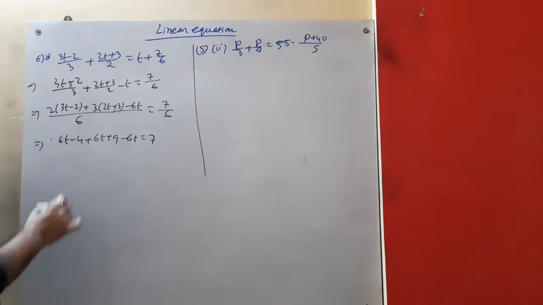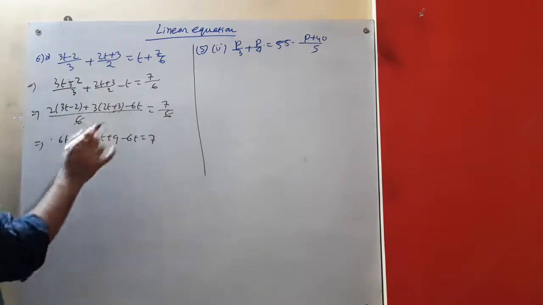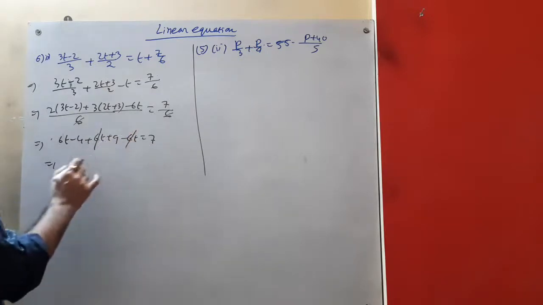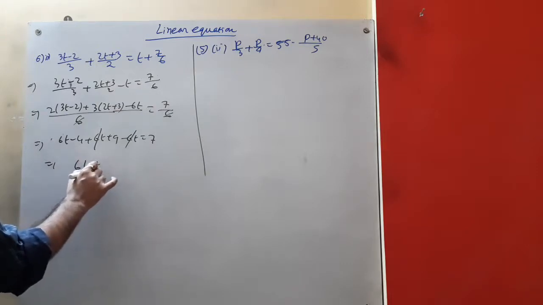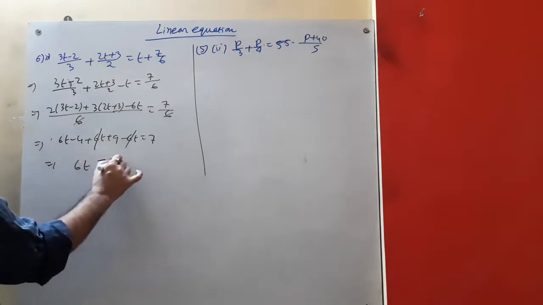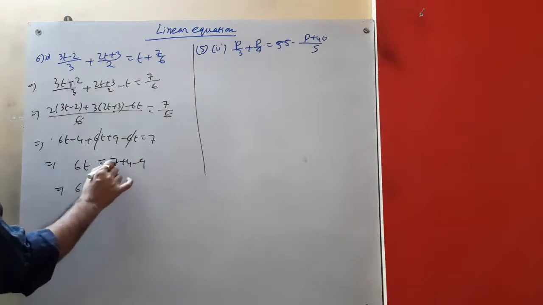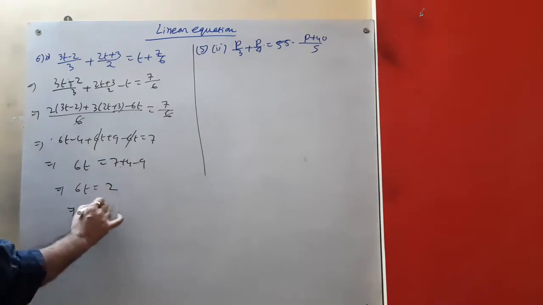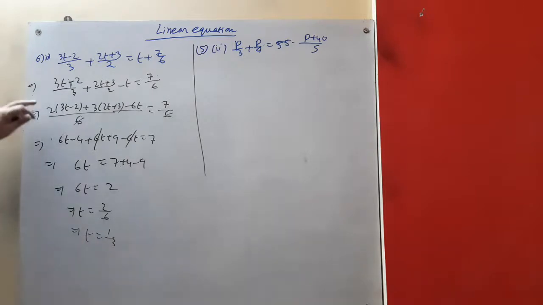Why? Look, this 6 cancels. That means multiplying both sides by 6 will remove this 6. So 6t plus 6t, this 6t and this 6t are cancelled. So we are getting 6t equal to 7 plus 4 minus 9, right? So 6t equal to 11 minus 9, that is 2, or t equal to 2 by 6, or t equal to 1 by 3. Please let me check.